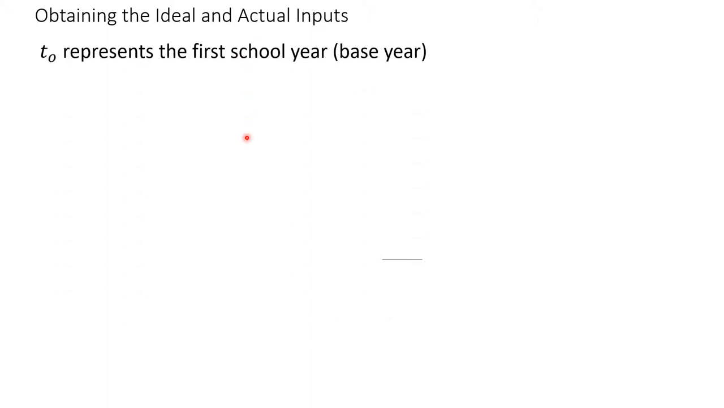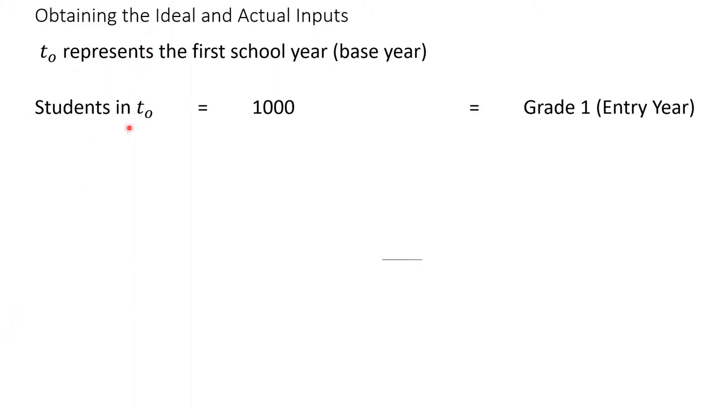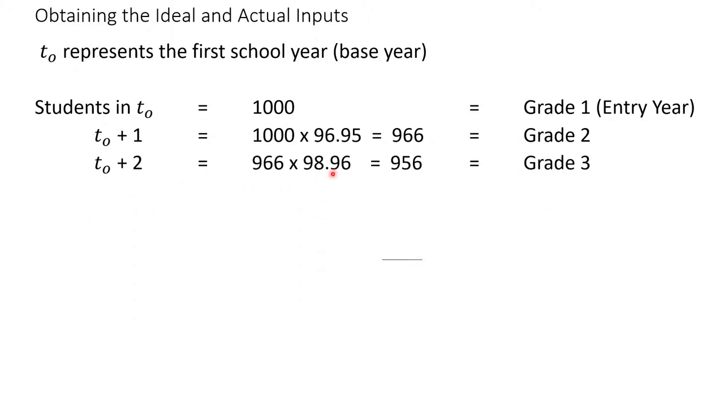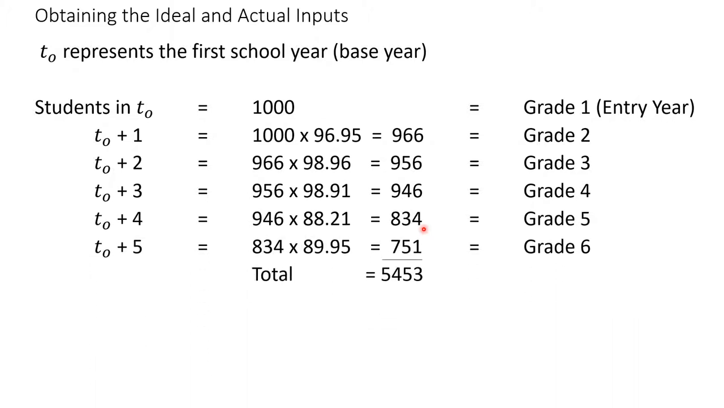So we have done this, we have T0 representing the first school year or the base year. Now here we have T0, students in T0, that means 1000 equals grade 1 entry year. Now you come up to T0 plus 1, that will be the following year. What do we have in T0 plus 1? That is assumed. So you now have 1000 times 96.95. That is the ratio, the rates that we have worked with. So you times it, that will give you 966. Then you pick the next one, the next one that we have, T0 plus 2. Look at the next ratio. You times it, it will give you this number. That is how you will continue to times it until you get to the end.